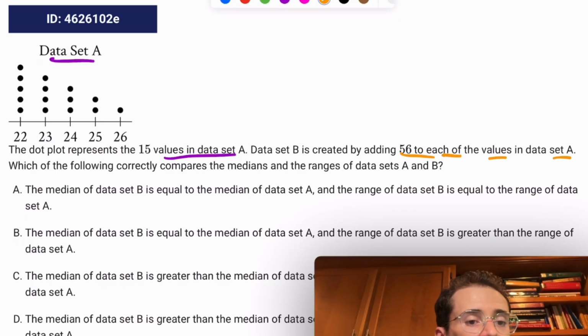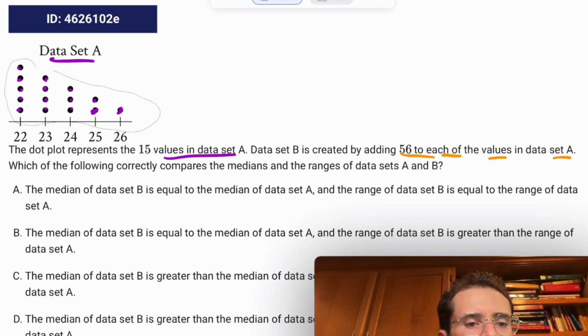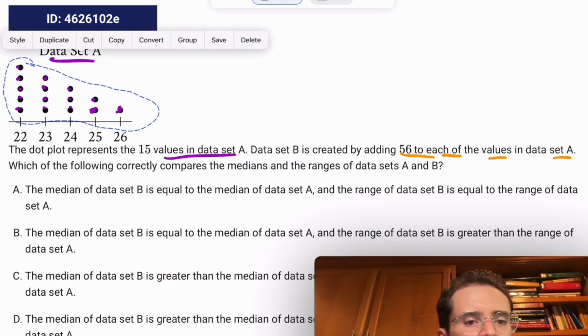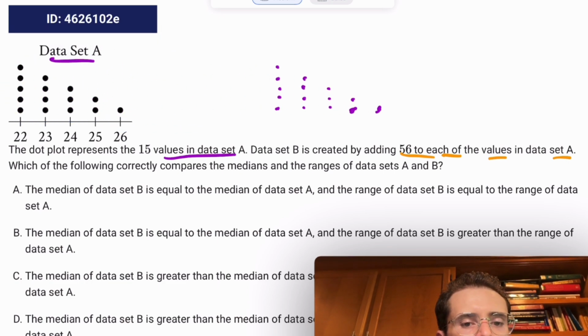So each one is just getting shifted up by 56. I'll actually show an interesting way to visualize this. If each of these points is here, 1, 2, 3, 4, 5, 1, 2, 3, 4, 1, 2, 3, 1, 2, and 1 there. You're taking all of these data points, so all 15 values, and we are shifting them up by 56.